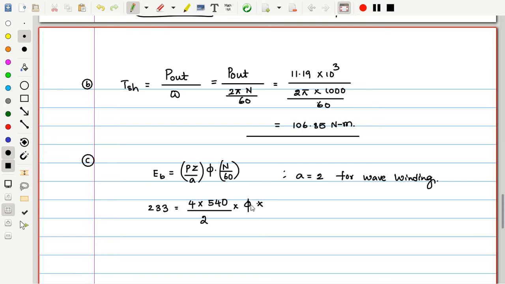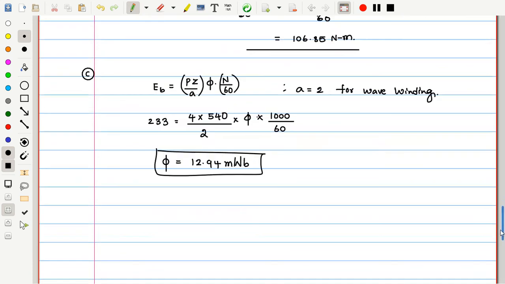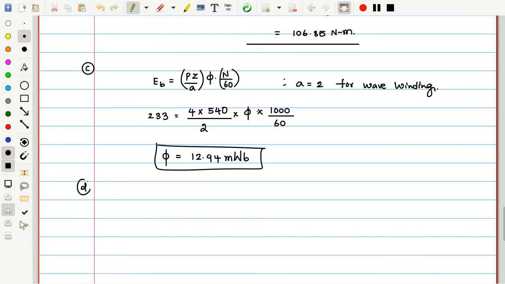So next is speed. This flux, what we need to determine, speed is 1000 rpm divided by 60. So you simplify and you will get this as 12.94 milli Weber. This is what the flux per pole. Similarly, let us see the next point, D.